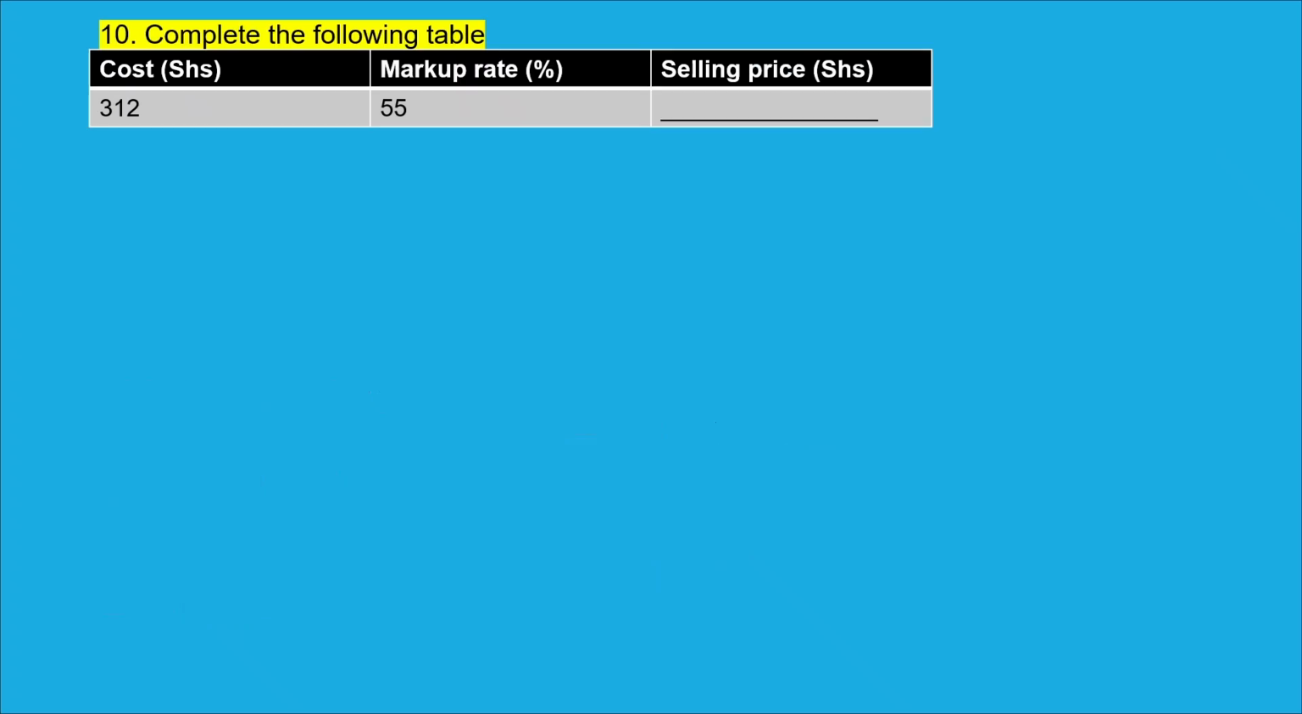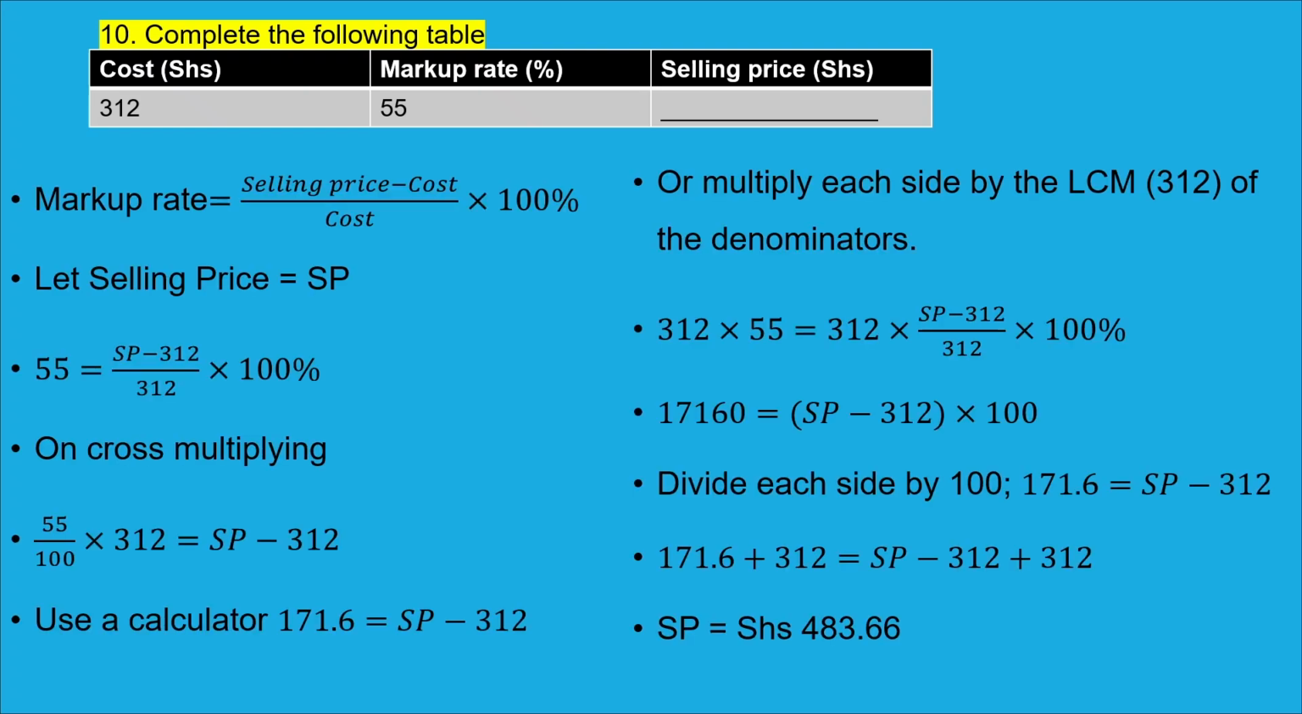If you are given cost and markup, how do you go about the selling price? Let the selling price be an unknown, for example SP, then put it in the general formula of the markup rate, which is selling price minus cost over cost times 100%. And you do the steps slowly by slowly using algebra. For example, cross multiply and use a calculator there.